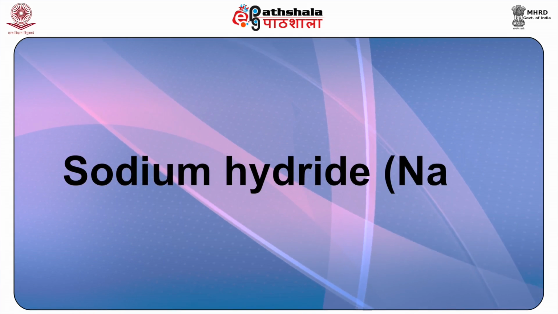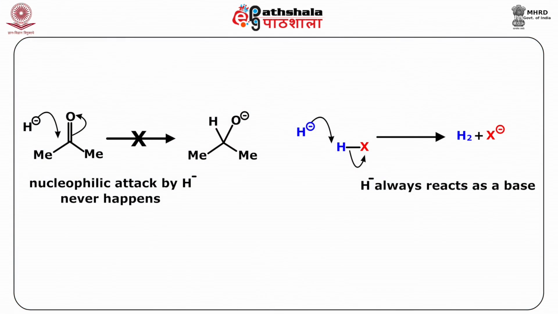A negatively charged atom like hydride ion can act as both a nucleophile as well as a base. So, whether a hydride ion will act as a nucleophile or as a base depends upon the reagent used. If we consider first sodium hydride, it is an ionic compound, and hydrogen from sodium hydride is very small in size and has high charge density.